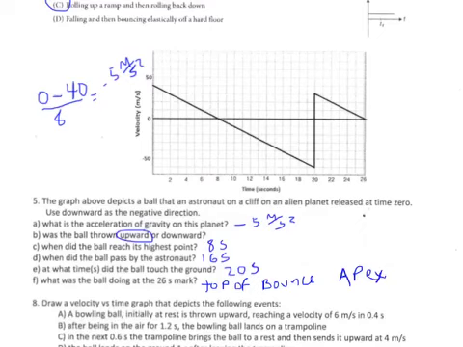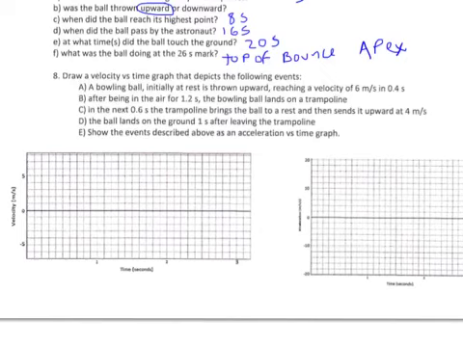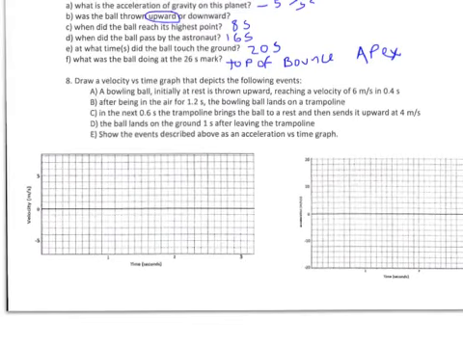Cool. Let's try another one. Draw a velocity versus time graph which depicts the following events. Oh, this looks killer. A bowling ball initially at rest is thrown upward, reaching a velocity of 6 in 0.4. Alright, let's just try this here. I'm going to make this a little bit smaller. Okay. So on my velocity versus time graph, it's going to reach a velocity of 6, and it's going to do that in 0.4 seconds.